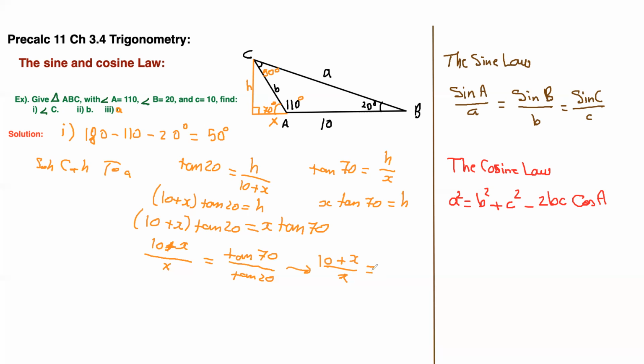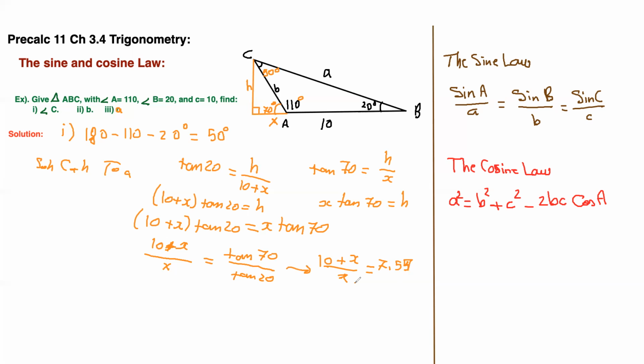Where is my calculator? There we go. Tan 70 divided by tan 20 equals 7.54 or 55.